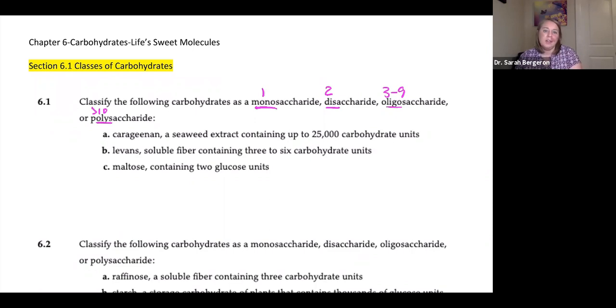Okay, carrageenan, a seaweed extract containing 25,000 carbohydrate units. 25,000 is indeed greater than 10, so this is a polysaccharide. Okay, Levin's, soluble fiber containing 3 to 6 carbohydrate units. 3 to 6 falls into our 3 to 9, so this is an oligosaccharide. And I'm just going to write the prefix. Maltose containing 2 glucose units. 2 tells us that is a disaccharide.